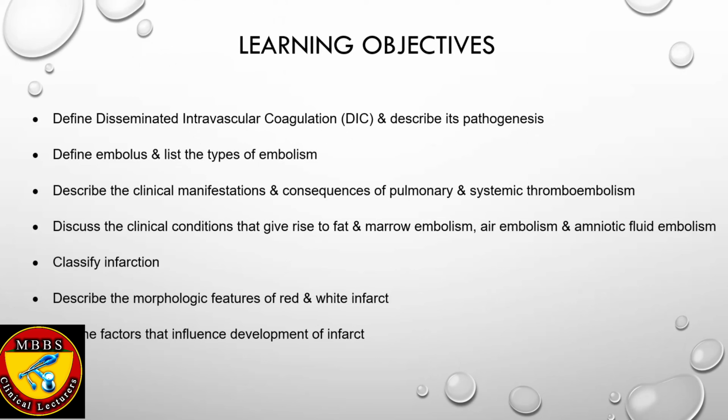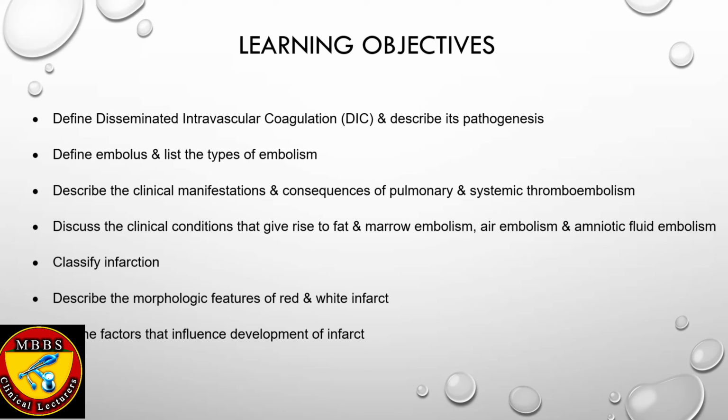Define disseminated intravascular coagulation and describe its pathogenesis. Define embolus and list the types of embolism. Describe the clinical manifestations and consequences of pulmonary and systemic thromboembolism.